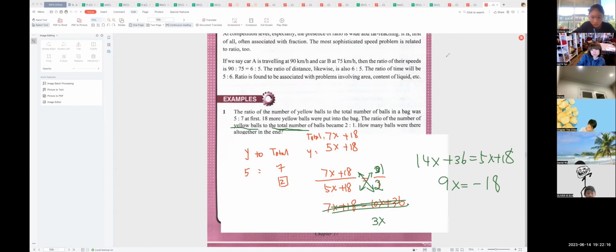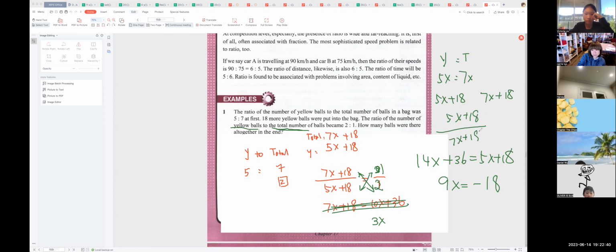Let me see. The ratio of yellow ball to the total ball is 5x to 7x. I'm right. 18 more yellow balls were put into the bag. So 5x plus 18 and 7x plus 18. The ratio of the number of the yellow balls, 5x plus 18, to the total, 7x plus 18, should be 2 to 1. I was right before. Right? Yeah, I was right before. So 5x plus 18 equals 14x plus 36.